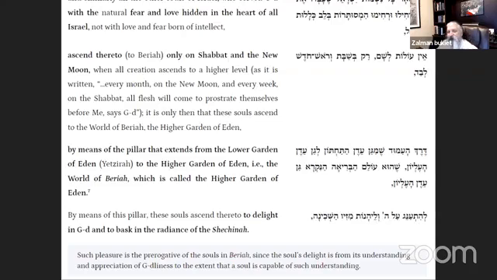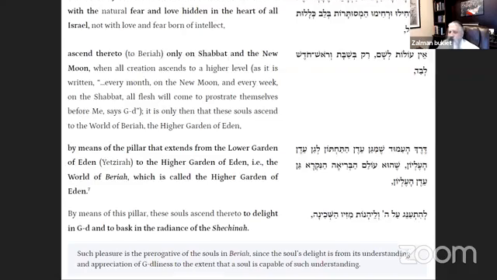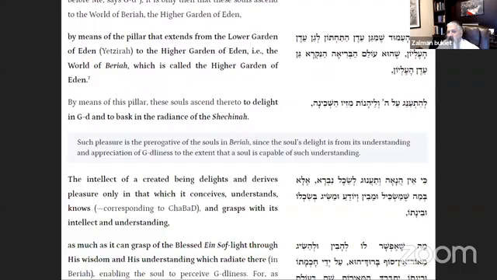"Hachodesh hazeh lachem rosh chodashim." This is the first. This Shabbos is the first day of the first month of the year. Through the pillar which extends from the lower Gan Eden, from Yetzirah, to the higher Gan Eden, the world of Bria, which is called the higher Gan Eden, on Shabbos all the souls are transported into the world of Bria to delight in God and bask in the radiance of the Shekhinah.